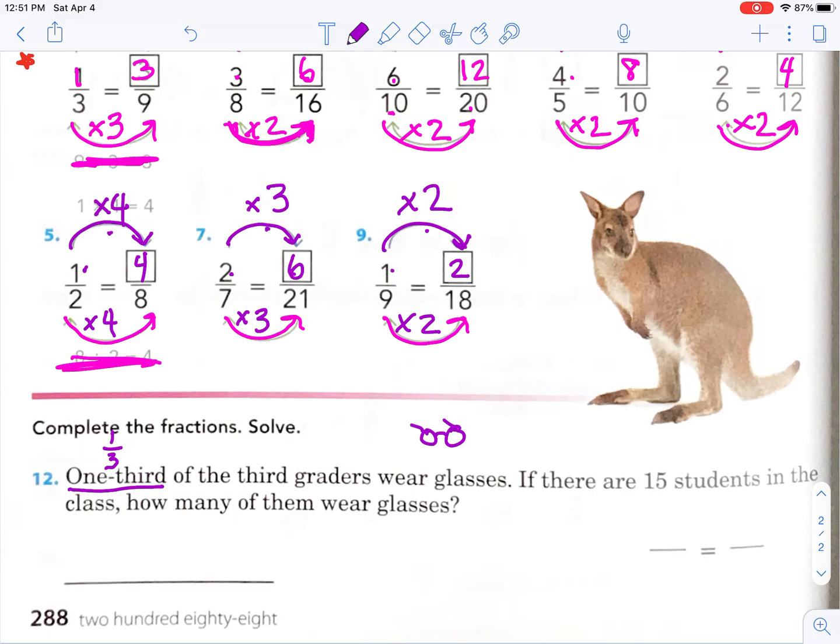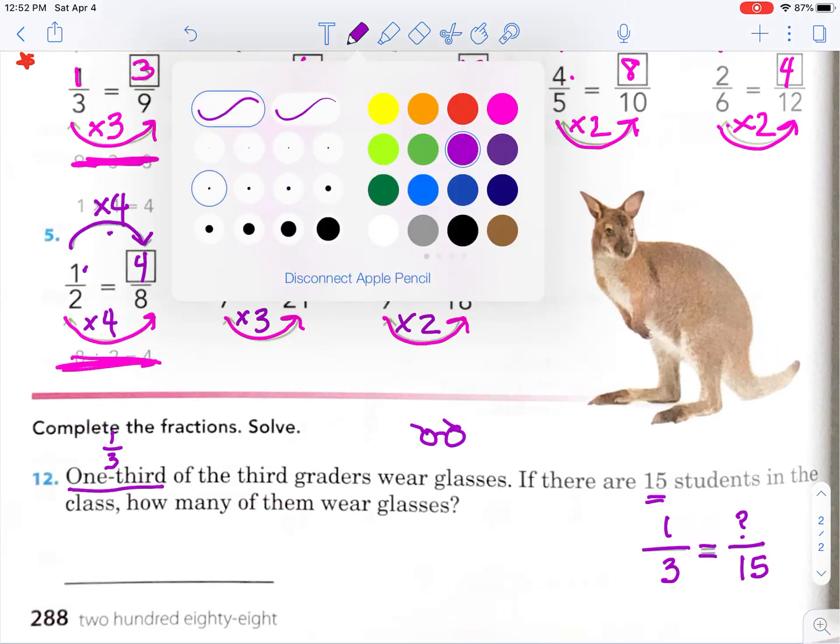So if 1/3 of the third graders wear glasses, if there are 15 students in the class, how many of them wear glasses? I'm so glad I'm doing this with you, boys and girls, because I want you to see this. Okay, so if we have 1/3 wear glasses in the class, and there's 15 kids, how many of them, this is our mystery number, how many of them wear glasses? Okay, so this is our problem that we're working on.